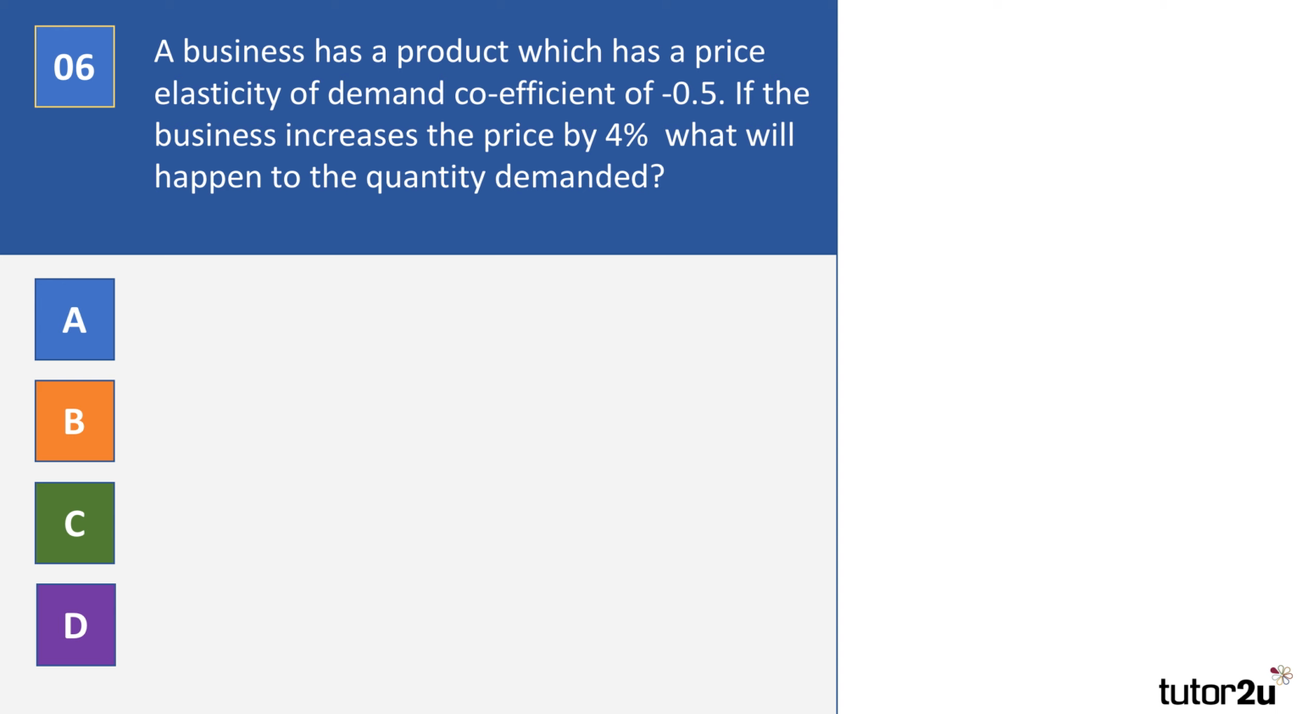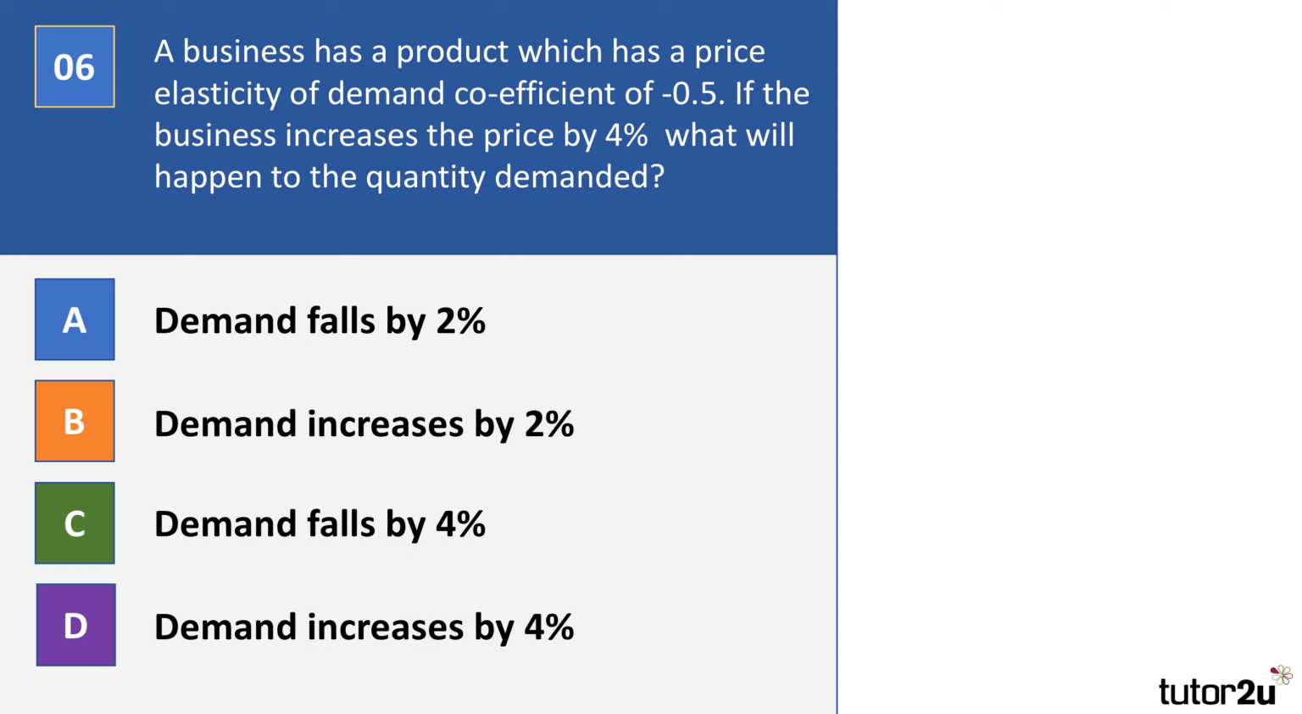A business has a product which has a price elasticity of demand coefficient of minus 0.5. If the business increases the price by 4%, what will happen to the quantity demanded? And here are the 4 choices. Again, pause the video and identify the correct answer.